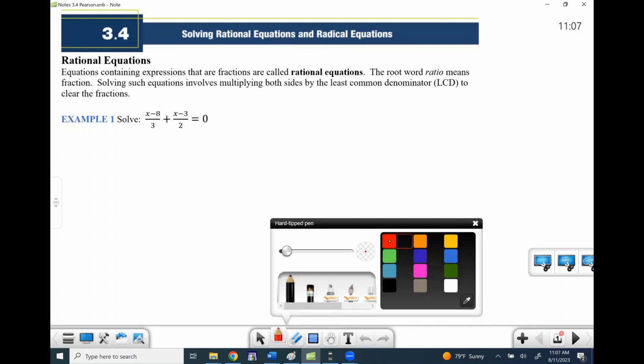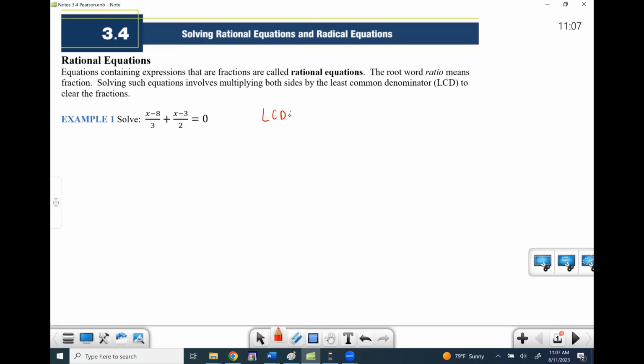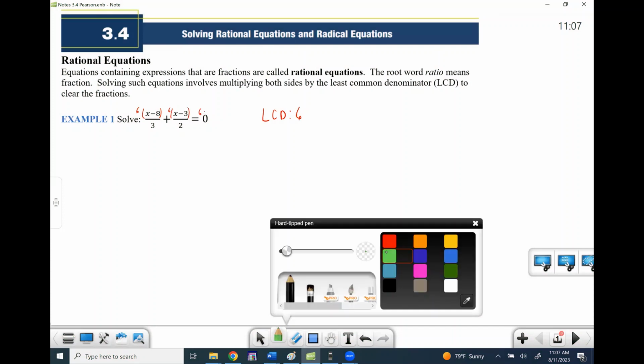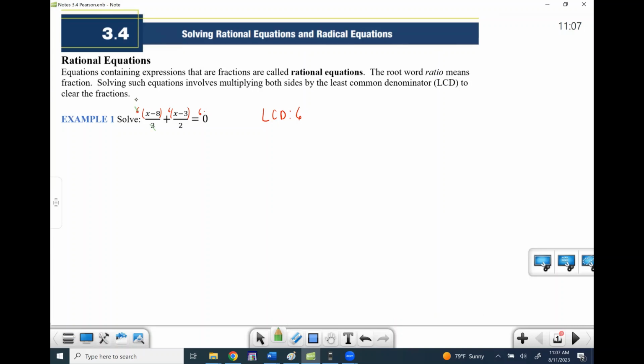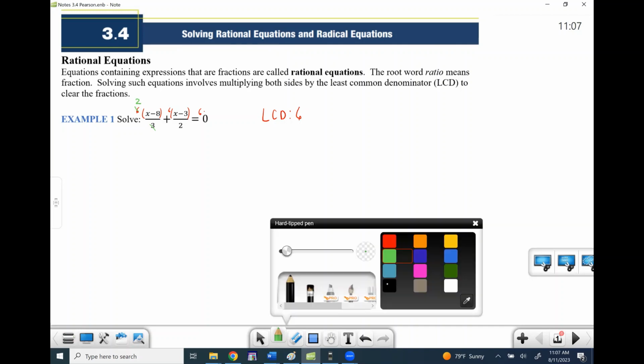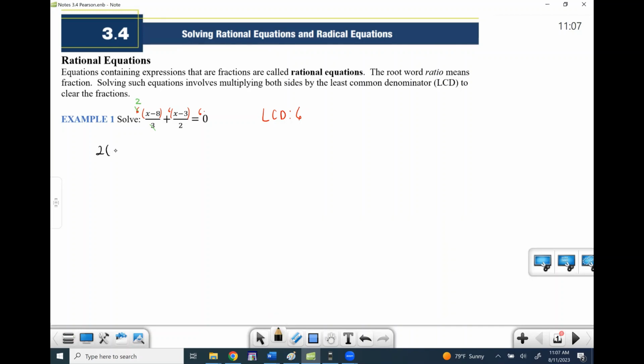So that's why we try to find the least common denominator. Our least common denominator here is going to be 6 because that is the smallest number such that 3 divides into it and 2 divides into it. So we're going to take 6 and multiply it by all of the numerators. I'm not actually going to distribute. I'm going to reduce before I distribute. So 3 can go into 6 2 times, and so we end up having 2 times x minus 8. And this would be where we would proceed to distribute.